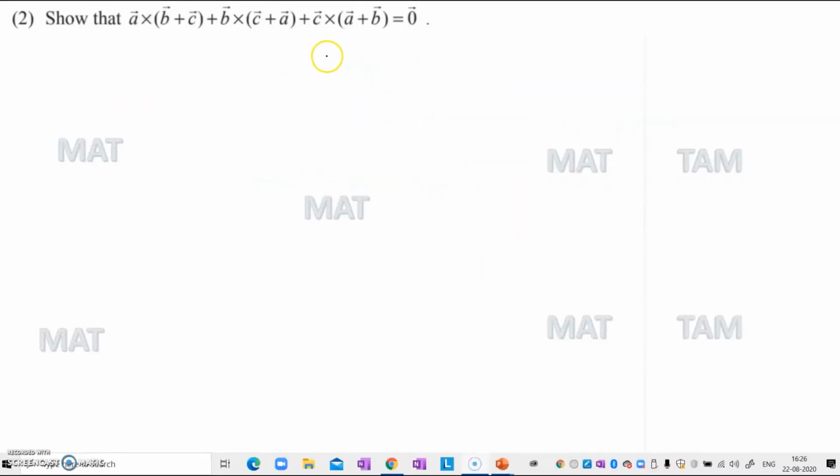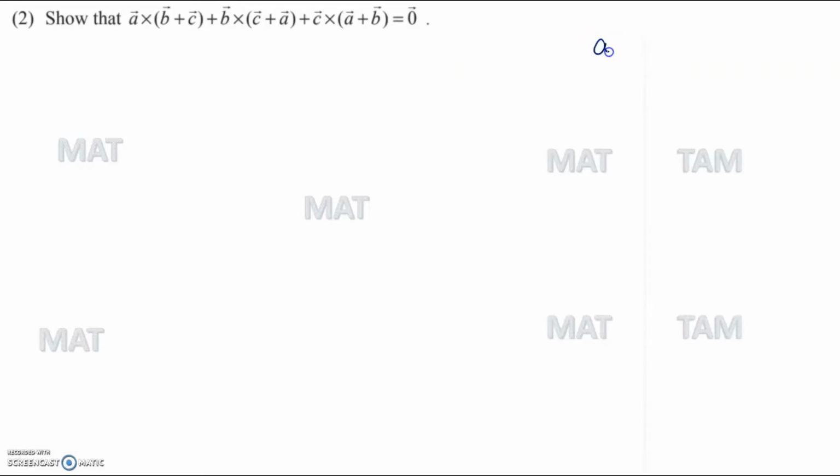Before we proceed with the second problem, we know that vector product is not commutative, and also A vector product with B is equal to minus of B vector product with A. So we'll be using this in our problem. So let's proceed to solve the problem. We are given A cross product with B plus C, plus B cross product with C plus A, plus C cross product with A plus B.